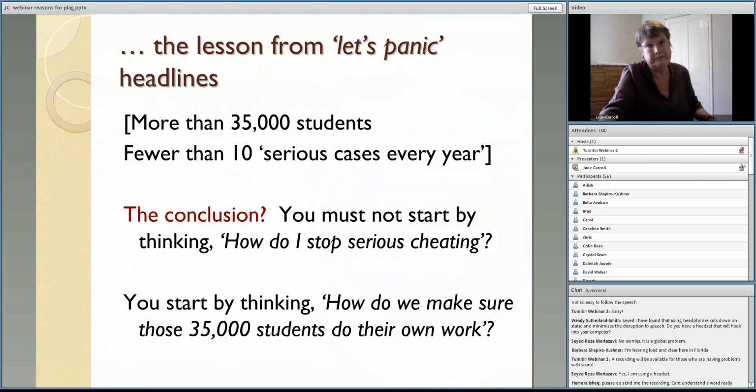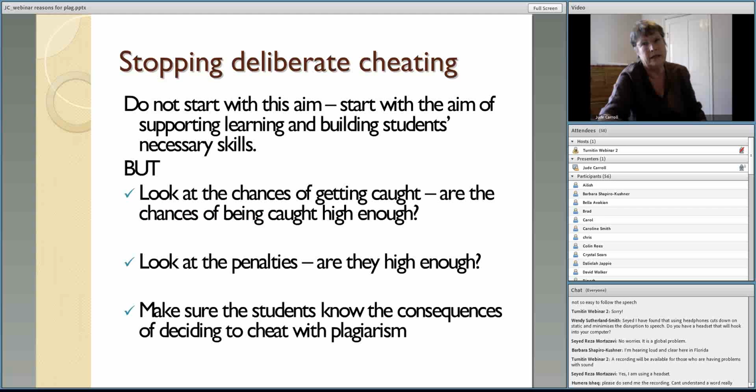So what are the lessons from the "Let's Panic" headlines? More than 35,000 students, fewer than 10 serious cases. I think you don't start by thinking about cheating. You don't start by saying, how can I stop serious cheating? You start by thinking, how do I make sure that those 35,000 students do their own work, use their own words, acknowledge their sources, and so forth and so on. That's the lesson for me in terms of why do students do it? Where do we need to put our attention? Where do we need to put our energy?